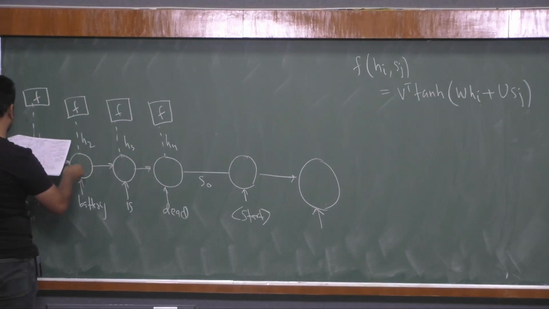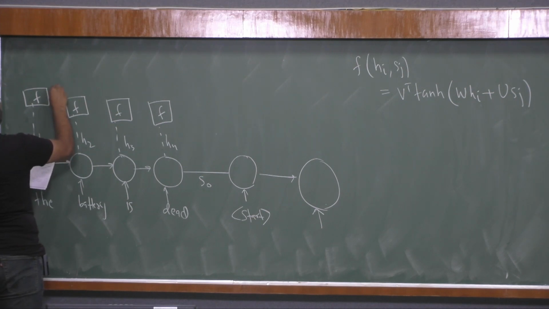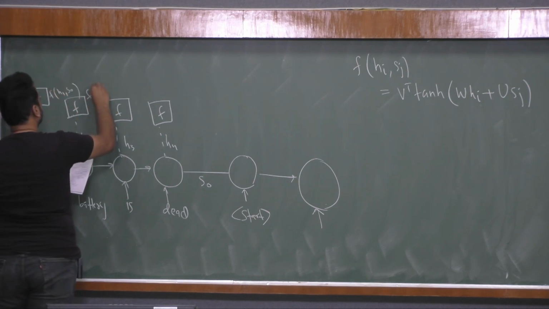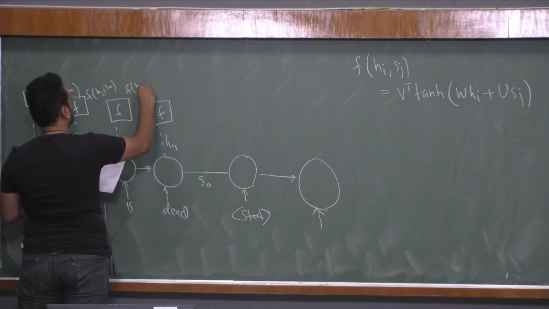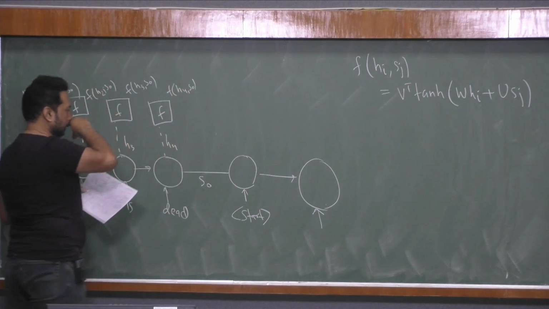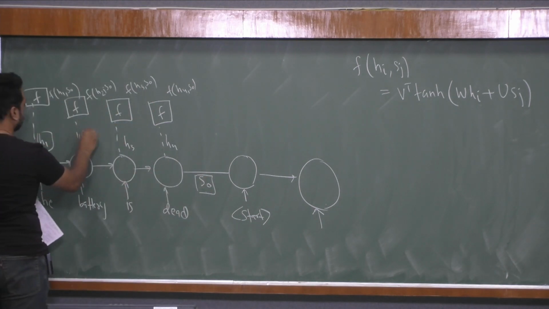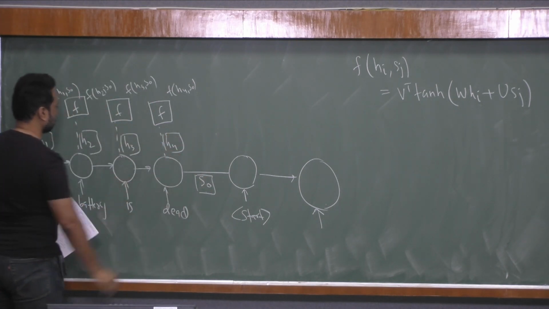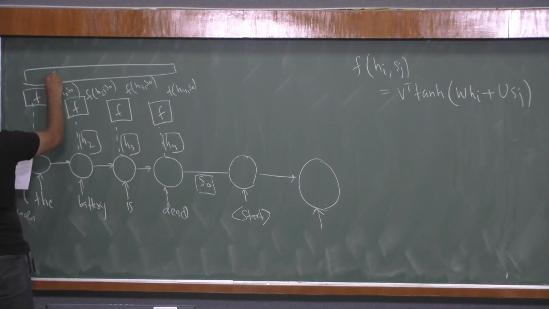So these are basically f of h1 s0. This is f of h1 s0. This is f of h2 s0. This is f of h3 s0. This is f of h4 s0. Okay, so this is how this is used, in combination with the hidden states. So this is how this f is used, and then it goes via softmax to create some form of a probability distribution.